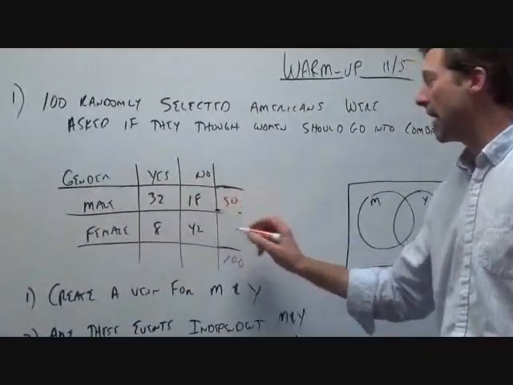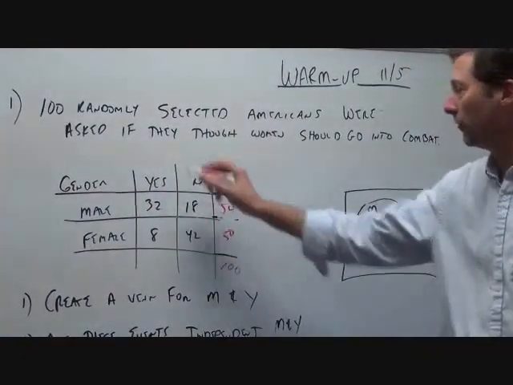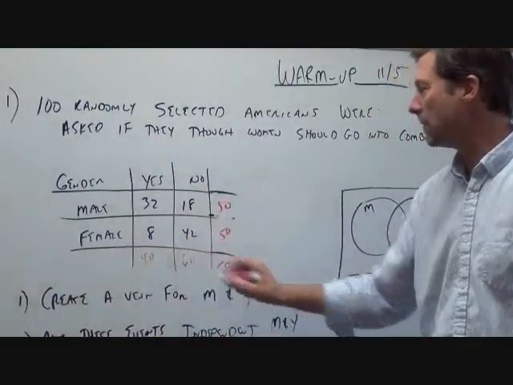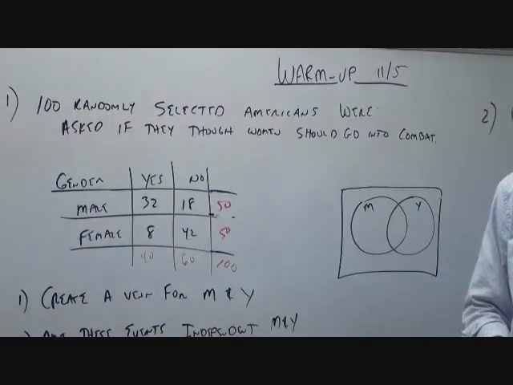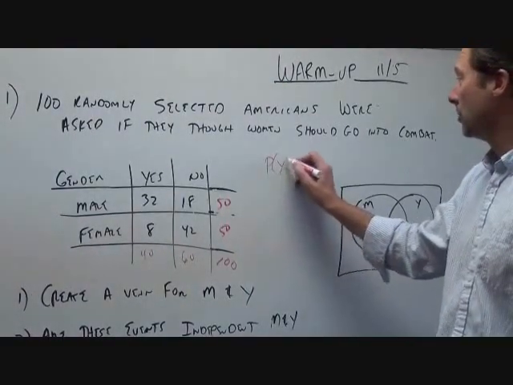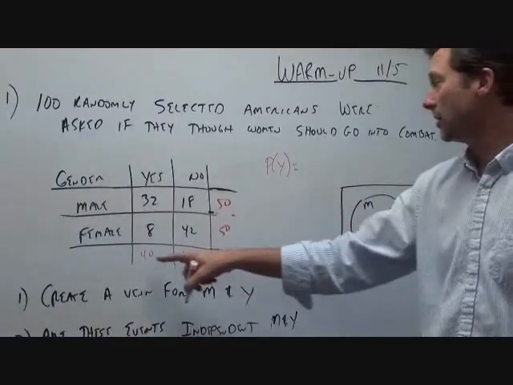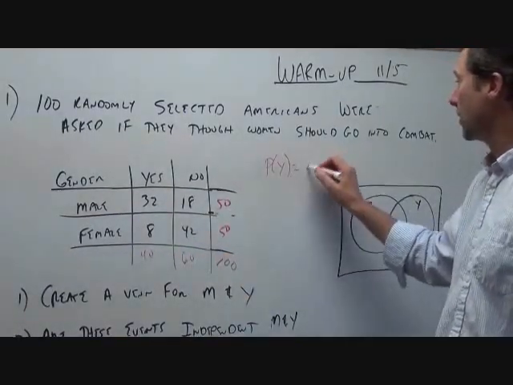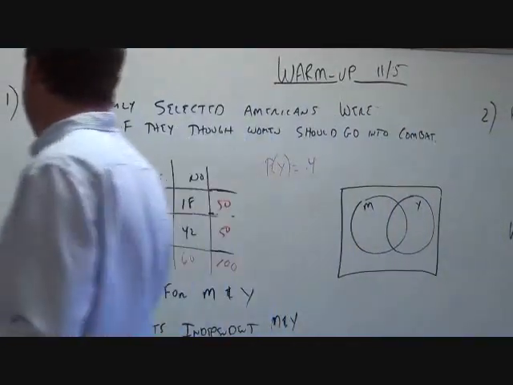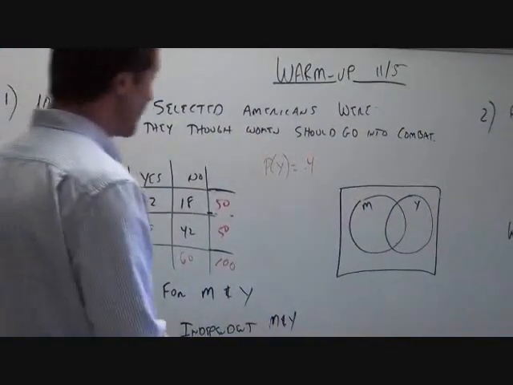Looks like we've got 50 males, 50 females. We've got 40 people that said yes, and 60 people that said no. Okay, so just looking at this, the probability that people think women should be in combat is 40%, looking overall at it. All right, now let's create the Venn diagram for this particular problem.